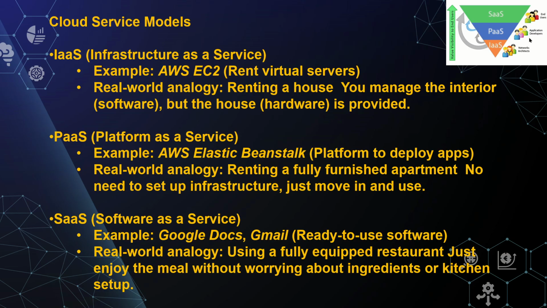IaaS, infrastructure as a service. This is the most basic building block. You rent infrastructure like virtual machines, storage, and networks from a provider like AWS, the most common example. AWS EC2, Elastic Compute Cloud. I told you earlier this is a virtual machine. The name of the virtual machine in AWS is EC2 instance. You have to create it. I'm going to tell you in upcoming lessons how you can create it, how you can upload it, and all that stuff.